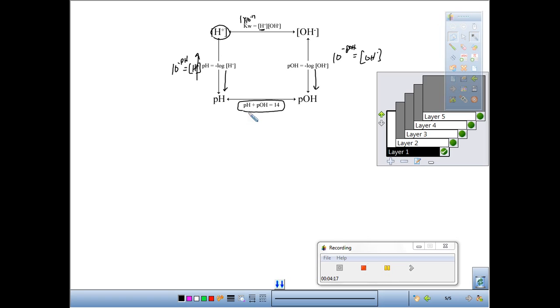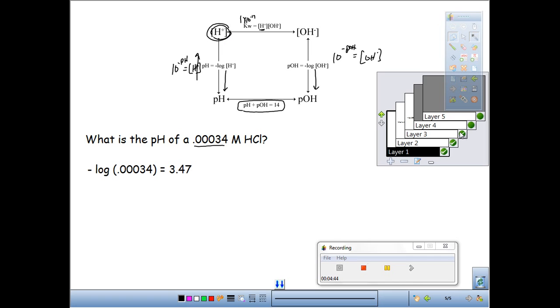So let's do some problems real quick. Here are typical problems that you can get. You get a concentration of an acid, and it's a strong acid, and so 100% dissociated. How do you solve this problem? This is the concentration right here. You punch it into your calculator, negative log of this, and essentially there's the answer. So you just type in negative log of 0.00034, 3.47. This would be the pH. I would really encourage you now, at this point, to check this. See if you can do it on your own calculator.